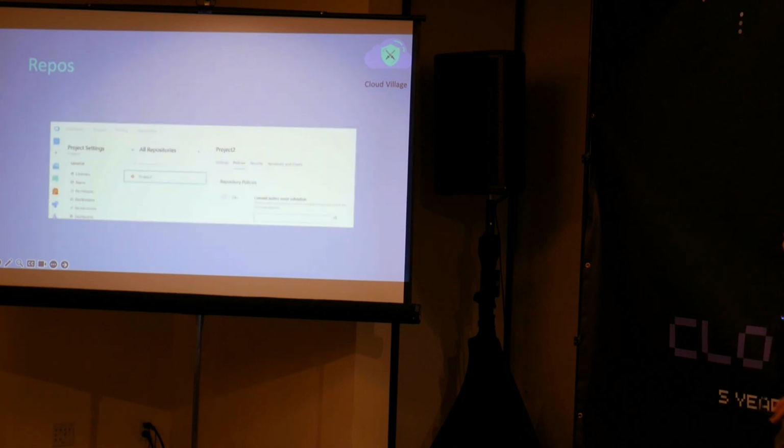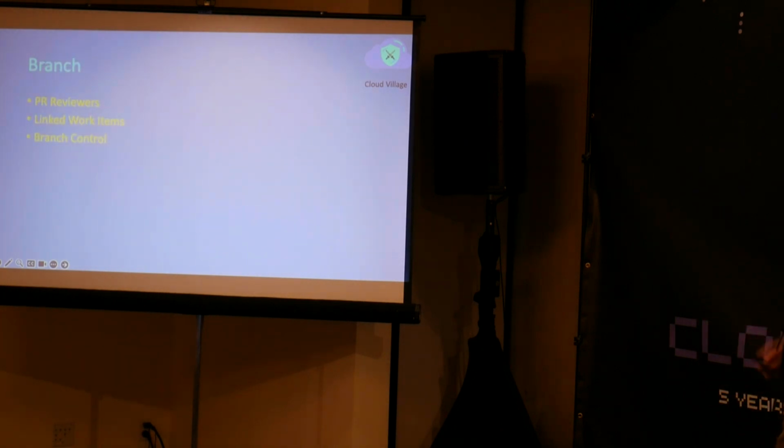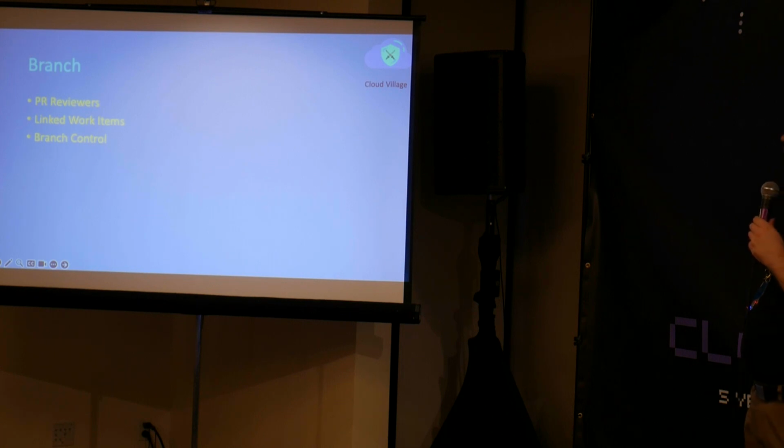Here you can see on the repository the commit author email validation, so you have to enable the repository policy and then define the pattern for the email address. So once you have repositories, you usually create some branches. Here we have the options for peer reviews, linked work items, and branch controls.